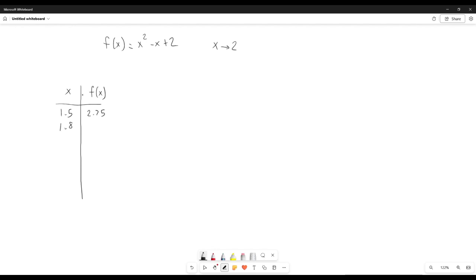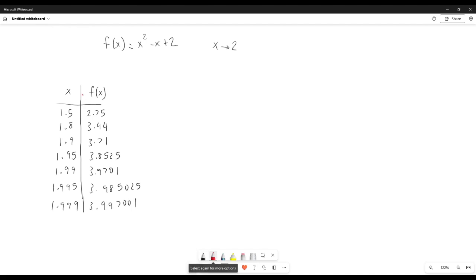We can then investigate the behavior of the function as it gets closer and closer to 2, but not equal to 2. As we get closer to 2, we can see that the values of f of x get closer and closer to 4.